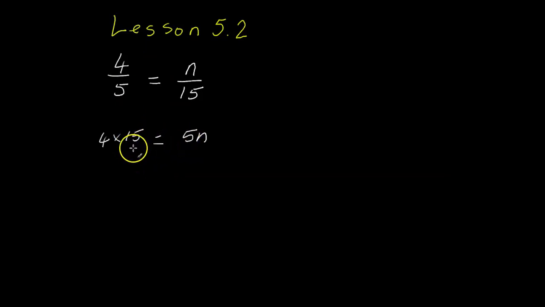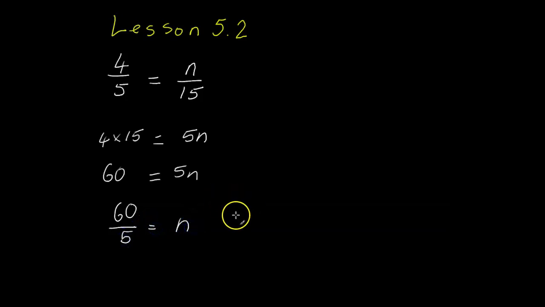When we multiply 15 by 4, we get 60, which equals 5n. And then remember, we want to solve for n, so we've got to separate the n and the 5 from each other. So the 5 is going to move to this side, and it's going to go under the 60. Now we just have to work out 60 divided by 5, which is 12. So n is going to equal 12.